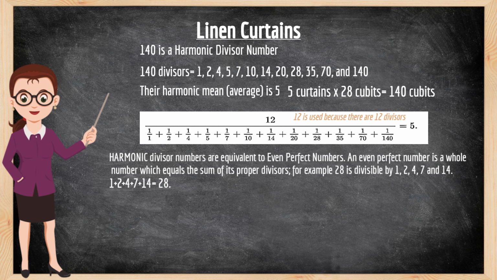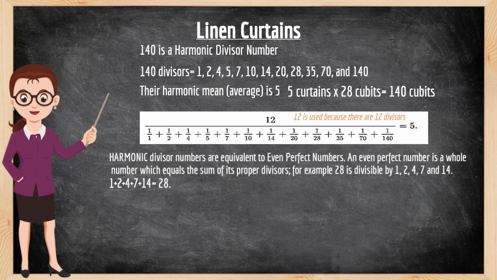Harmonic divisor numbers are equivalent to even perfect numbers. Now, an even perfect number is a whole number which equals the sum of its proper divisors. For example, 28 is divisible by 1, 2, 4, 7, and 14. So when we add up those numbers, 1, 2, 4, 7, and 14, it equals 28.